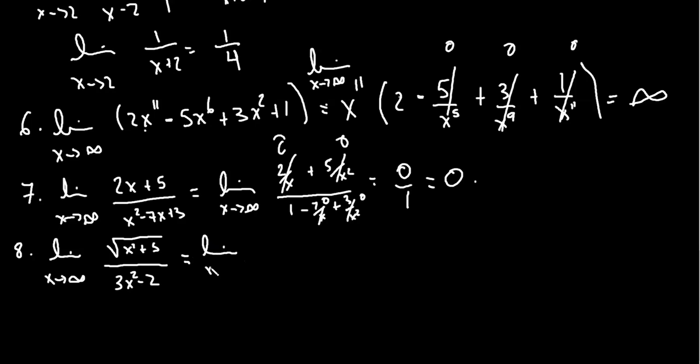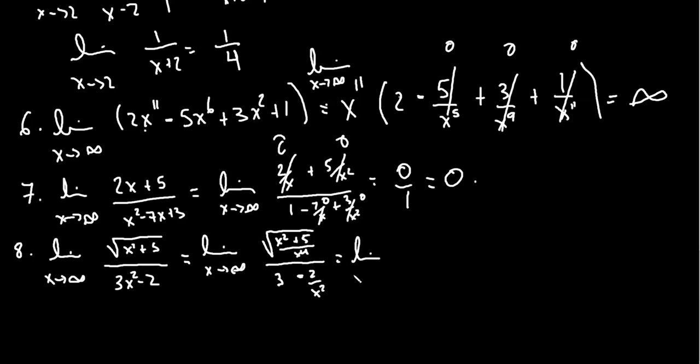So we'll get the limit as x approaches infinity of, so if I'm going to put an x squared inside this root, I have to square it, so it'll be x to the 4th. So we'll have x squared plus 5 over x to the 4th, right? And the denominator will have 3 minus 2 over x squared.